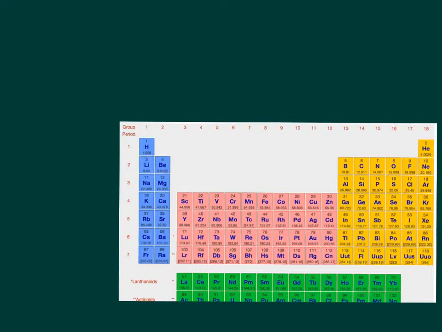Here's our periodic table. First of all, we have what we call periods. Elements are arranged in periods across in horizontal rows. So for instance, hydrogen and helium, that's period 1. Lithium, beryllium, boron, carbon, nitrogen, oxygen, fluorine, and neon, that would be period 2, and so on and so forth. We have period 3, period 4, period 5, period 6, period 7.